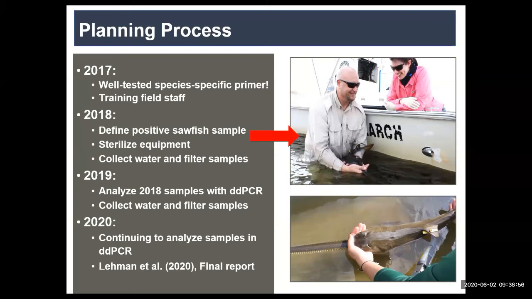In 2019, we analyzed the previous year's samples with the ddPCR. We collected additional water and filtered those samples. In 2020, we're continuing to analyze our samples in the ddPCR. We're writing our final report and we expect to have a published paper by the end of this year. Next slide, please.